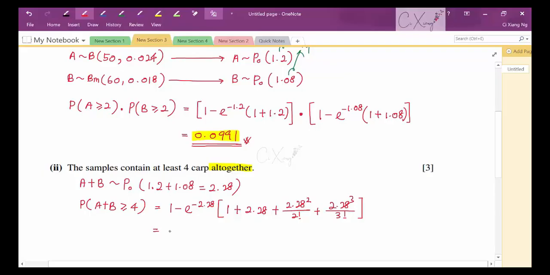And if we continue further and simplify it, I will have 0.197 for this question, correct to 3 significant figures.